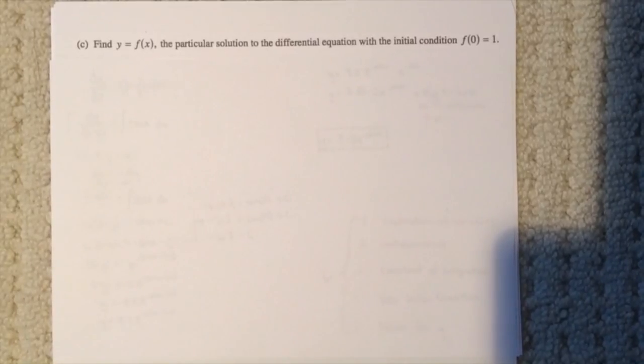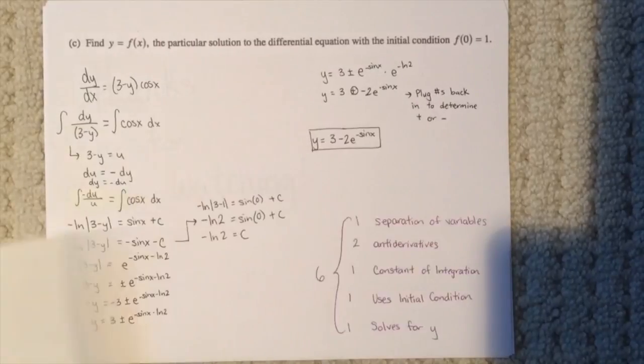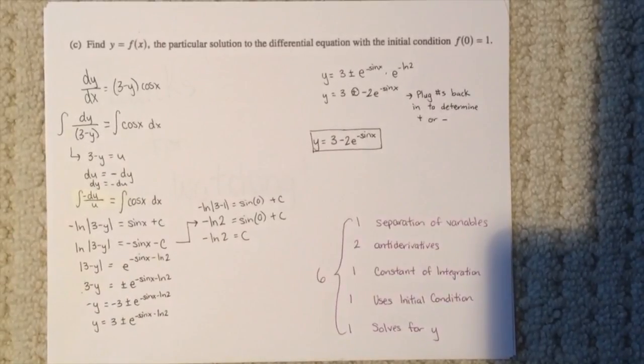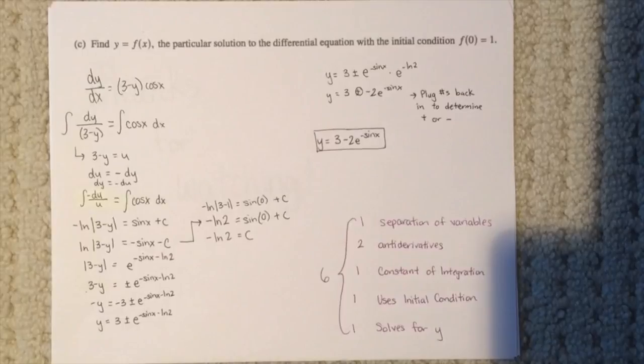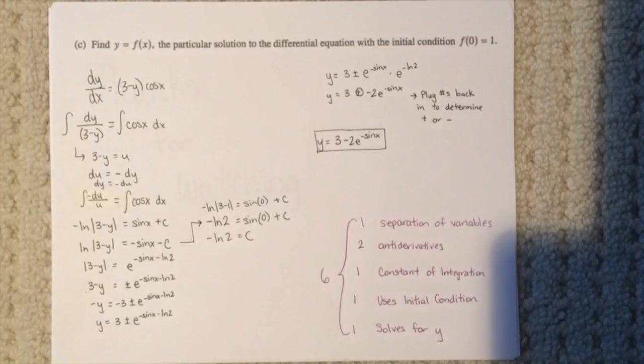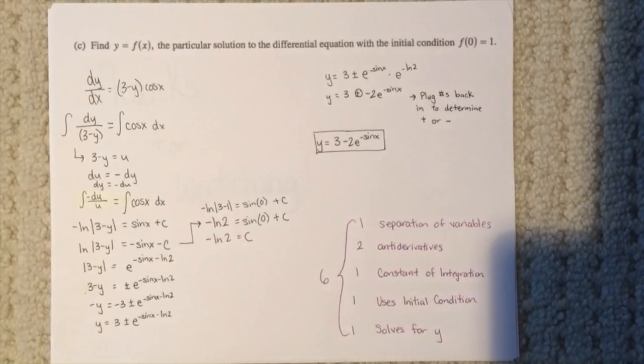So part C tells us to find y equals f of x, the particular solution to the differential equation with the initial condition of f of 0 equals 1. So essentially this problem is asking us to solve the original dy dx equation given in the problem, which again is 3 minus y times cosine x, at the point 0, 1. So first, we separate the variables, putting y on the left side of the equation and keeping x on the right.